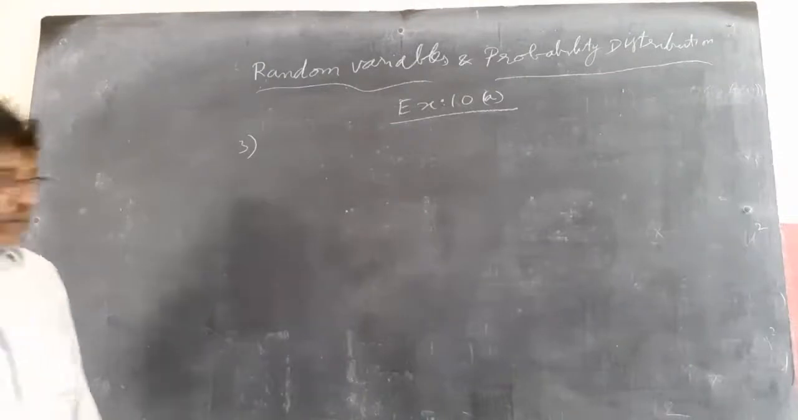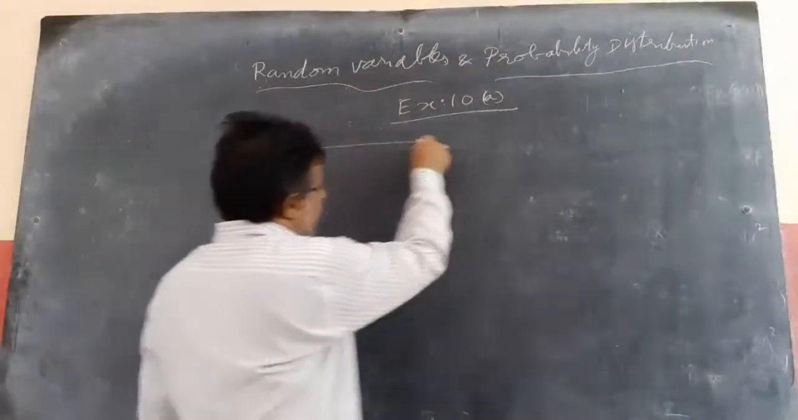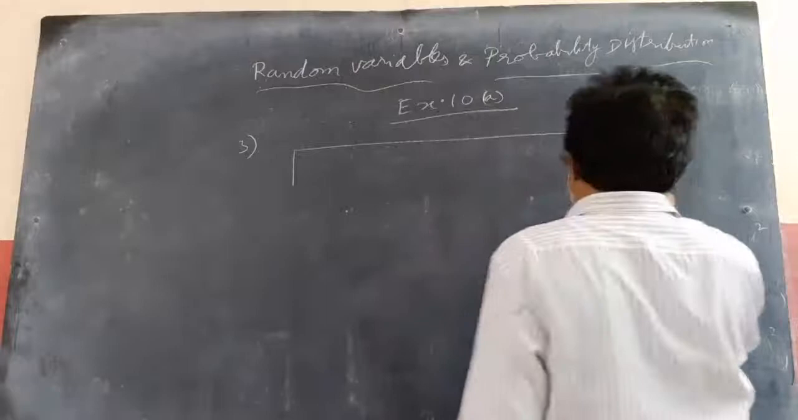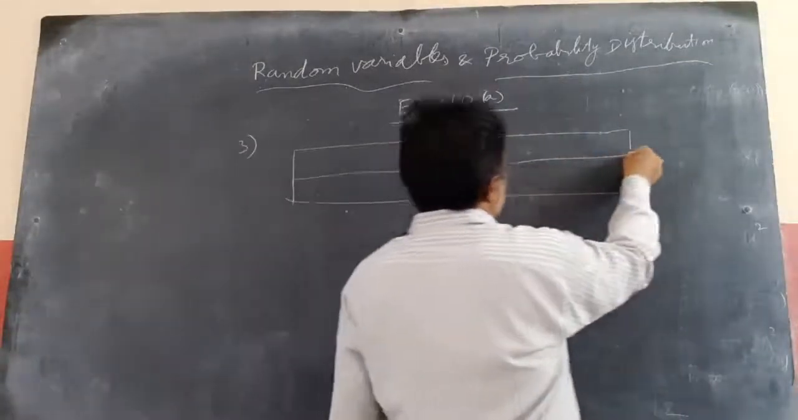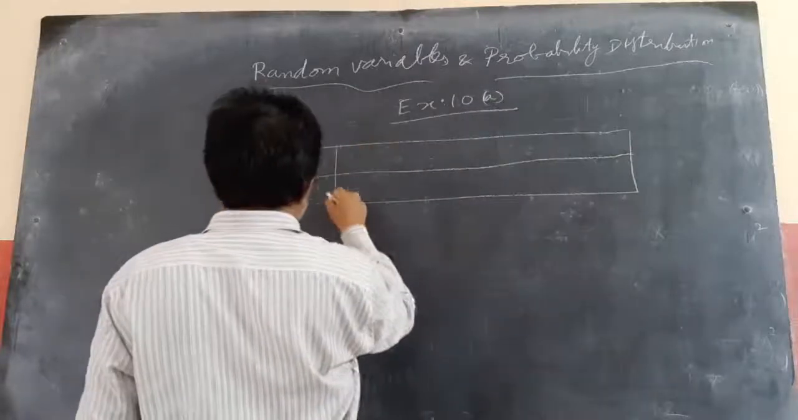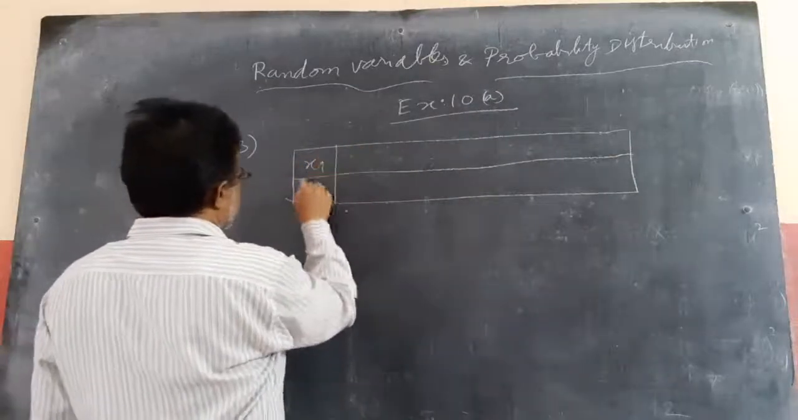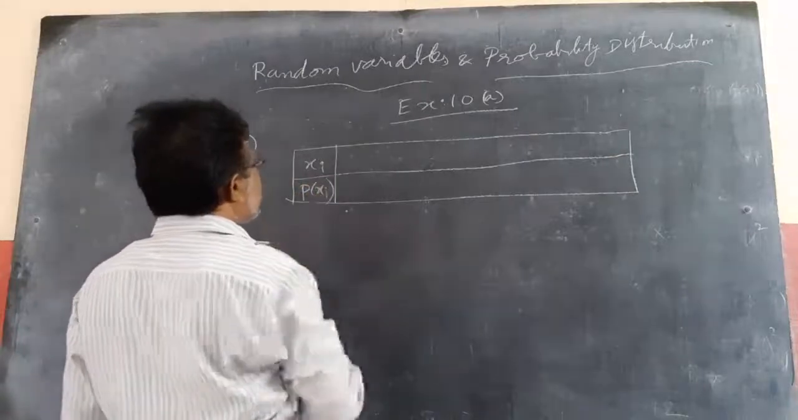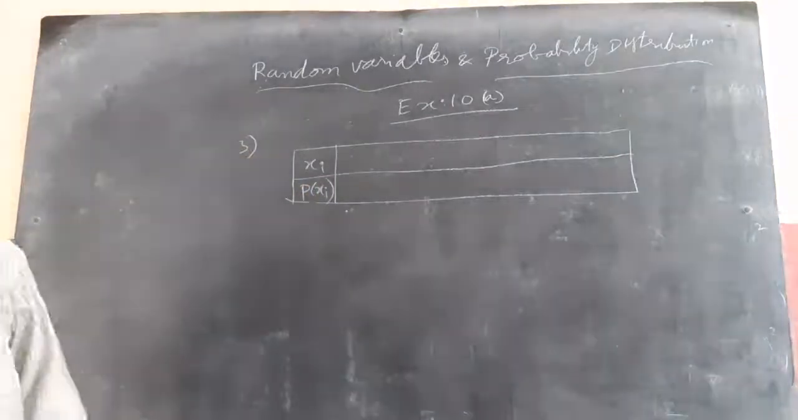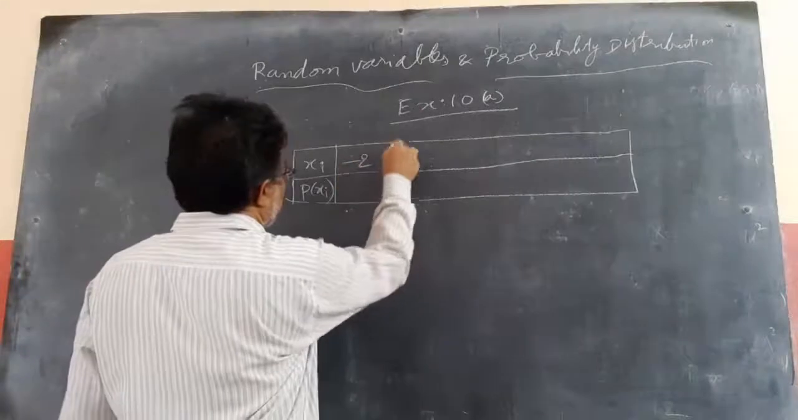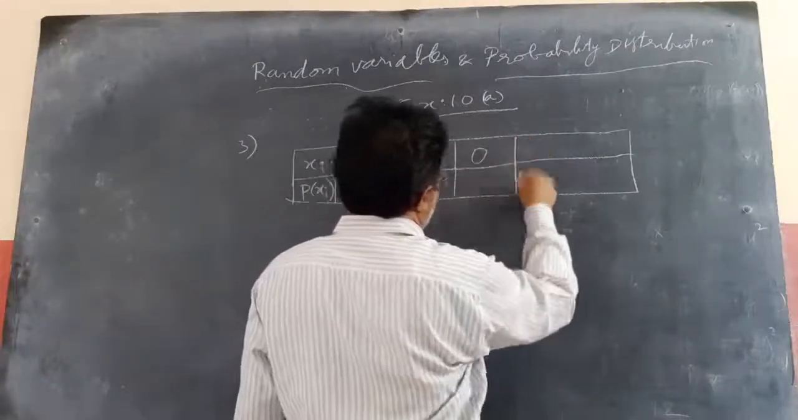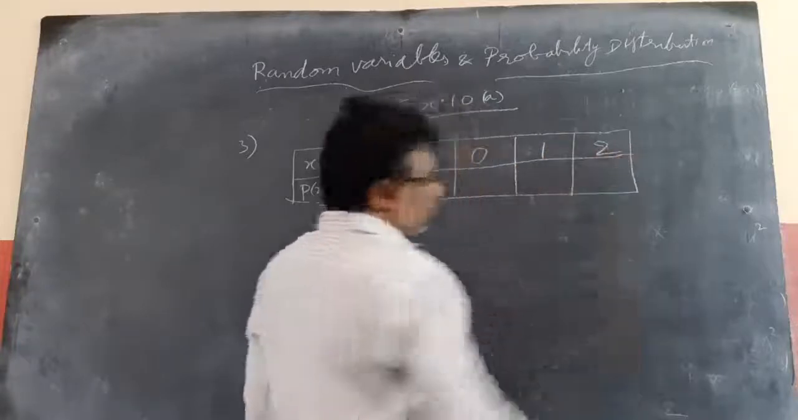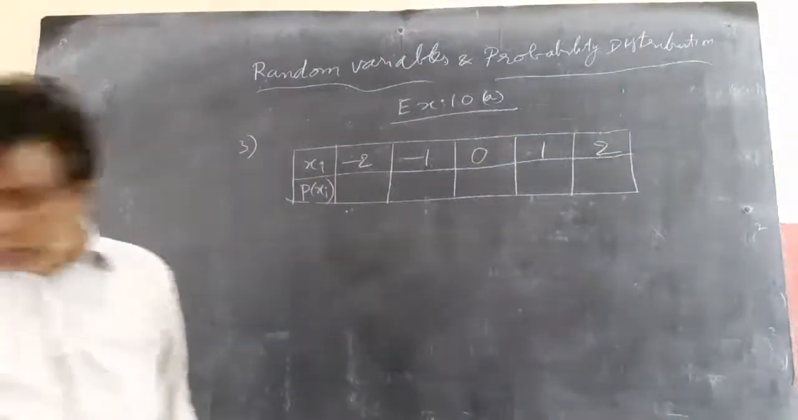First, x and p of xi. The table is given to you. For all the 5 sums, they only give the table. You need not prepare the table. In the example I prepared the table, but in exam sums they will give the table. Xi: -2, -1, 0, 1, 2, 3.